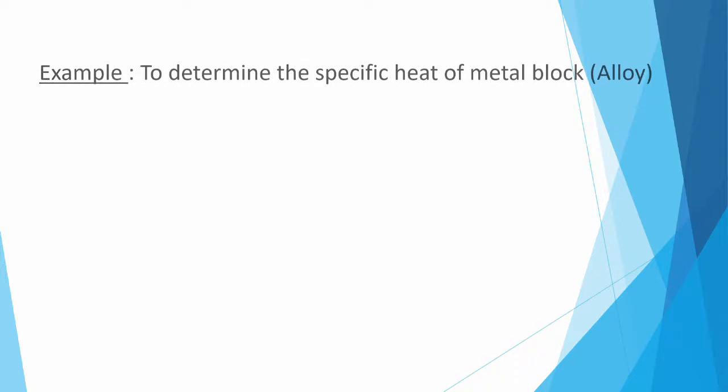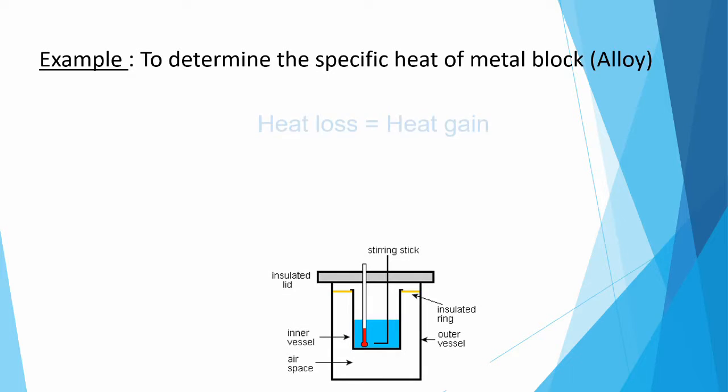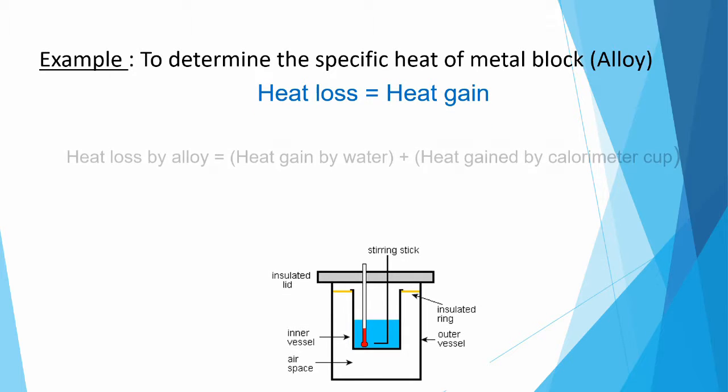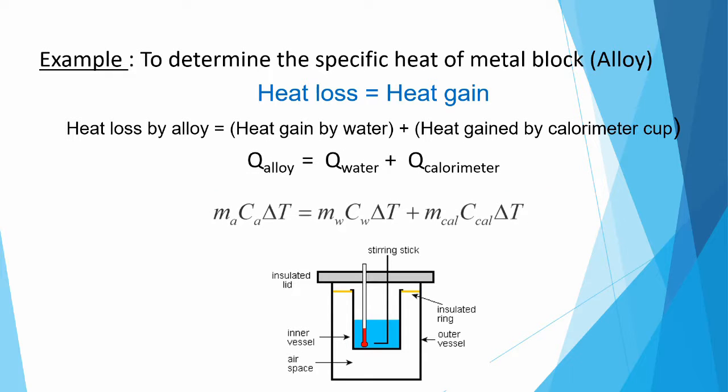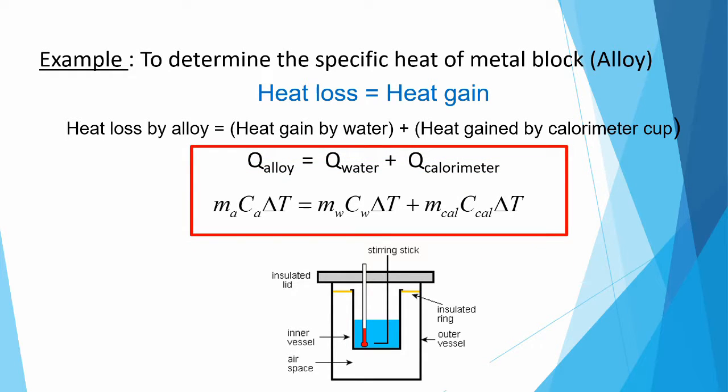Example: an experiment to determine the specific heat of a metal block, an alloy. Add a hot metal block to the water in the calorimeter. The main concept is heat loss equals heat gain. Heat lost by the alloy equals heat gained by the water plus heat gained by the calorimeter cup. Q alloy equals Q water plus Q calorimeter.